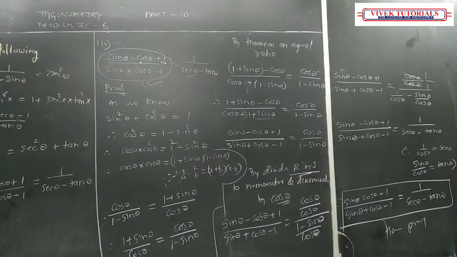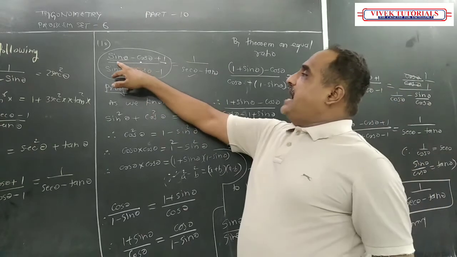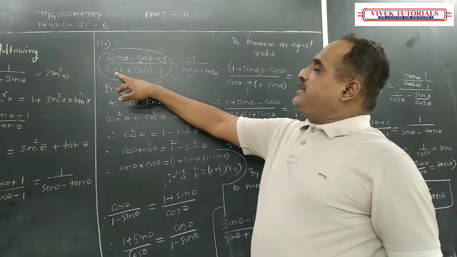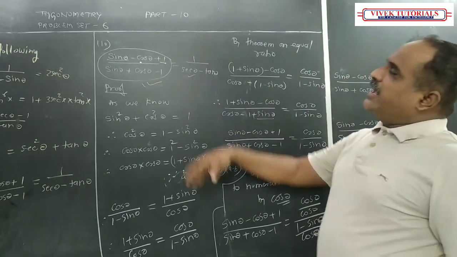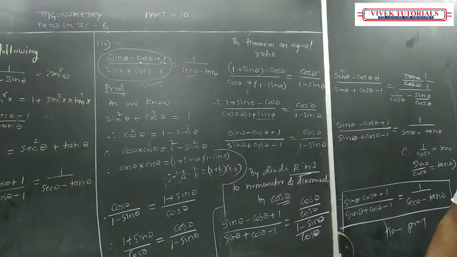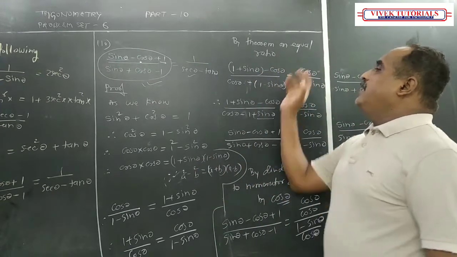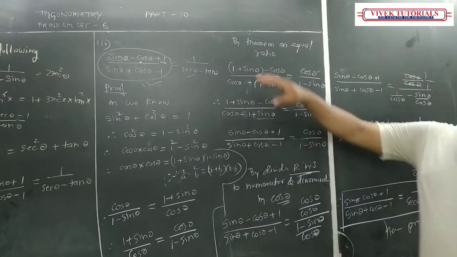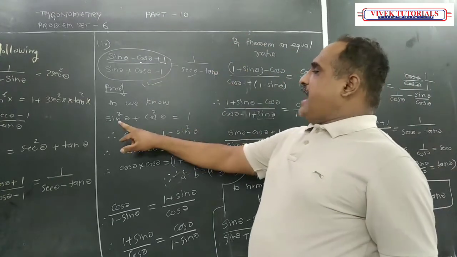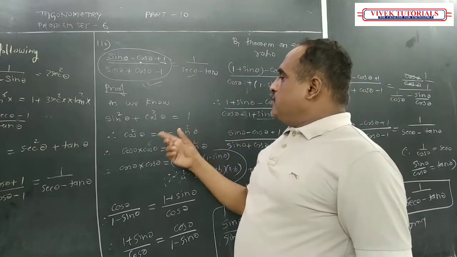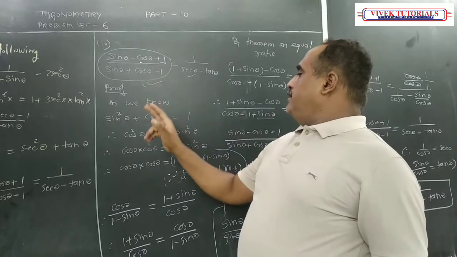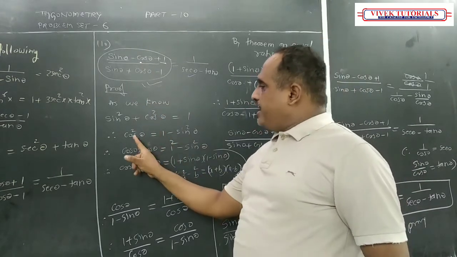But I did this question the first time in this way, so let us revise it once more. See the question: sin theta minus cos theta upon 1 plus sin theta. Usually keep in mind that you are going to apply one particular formula as well as the theorem on equal ratio. Which is the formula between sin and cos? Sin square theta plus cos square theta is equal to 1. So what I did, as I want minus cos theta, I kept cos theta here.